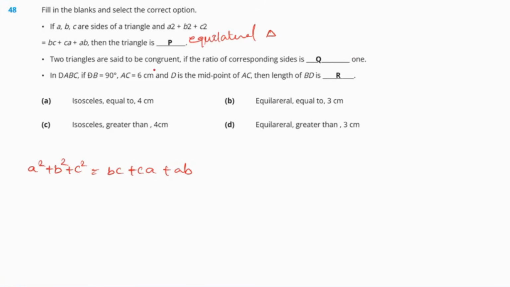Next, two triangles are said to be congruent if the ratio of the corresponding sides is equal. Okay, that needs to be what? Equal.